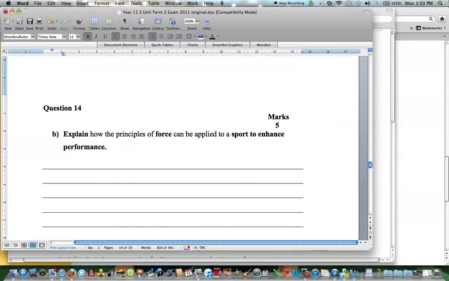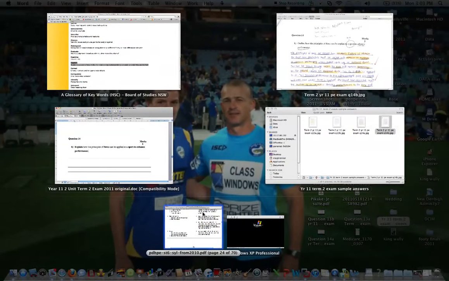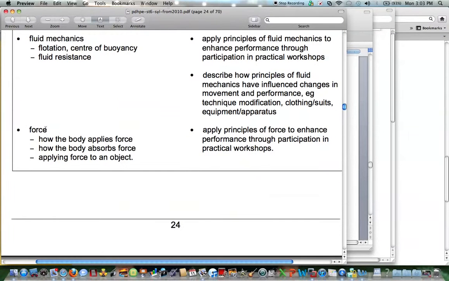If we have a look at our syllabus, what we'll notice is that when we talk about force, students could have spoken about any of these: how the body applies force, how the body absorbs force, and applying force to an object. In particular, looking at how the body applies a force, being Newton's 3 laws. So for this question they could have spoken about Newton's 3 laws, or they could have mentioned how the body absorbs force.